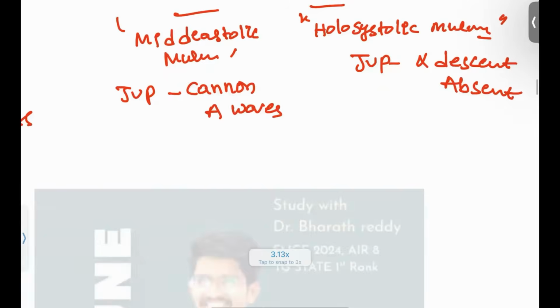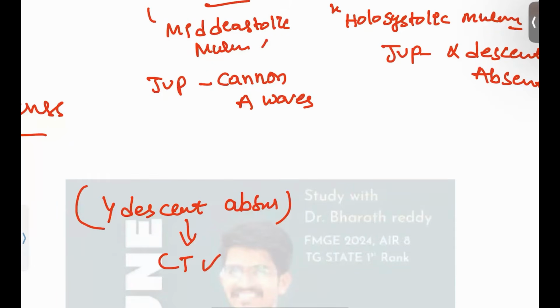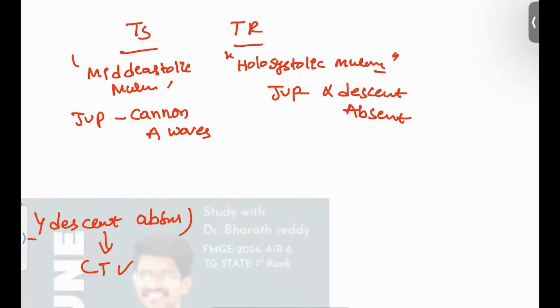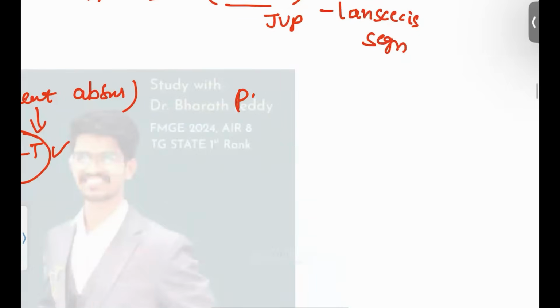Now the question is, in which conditions is the Y descent absent? This is a commonly asked question. The Y descent is absent in cardiac tamponade. Don't confuse tricuspid regurgitation with cardiac tamponade. There is also a specific sign: the C wave seen together with it in the JVP is known as the Lancisi sign.